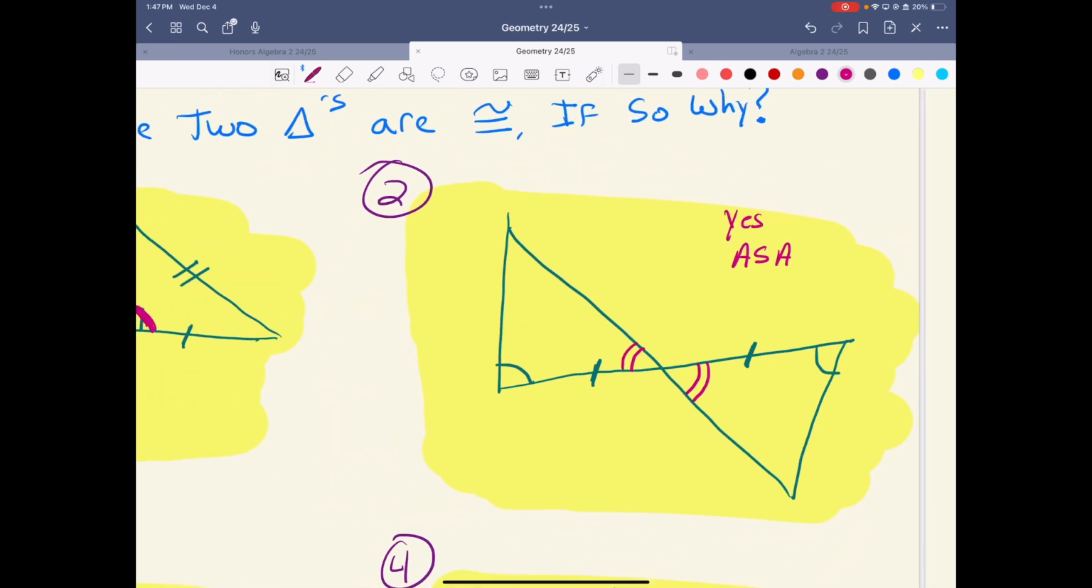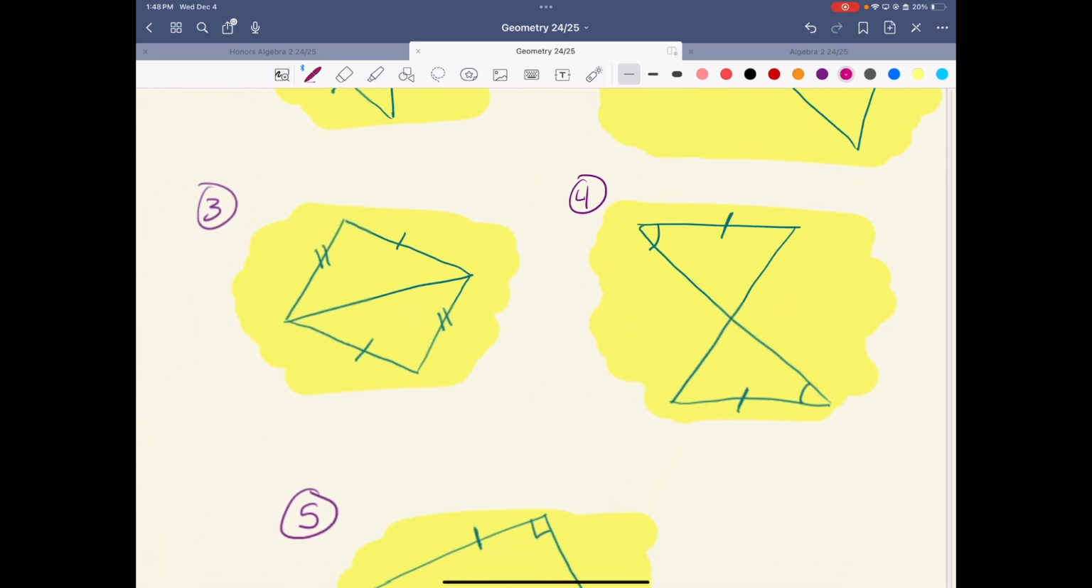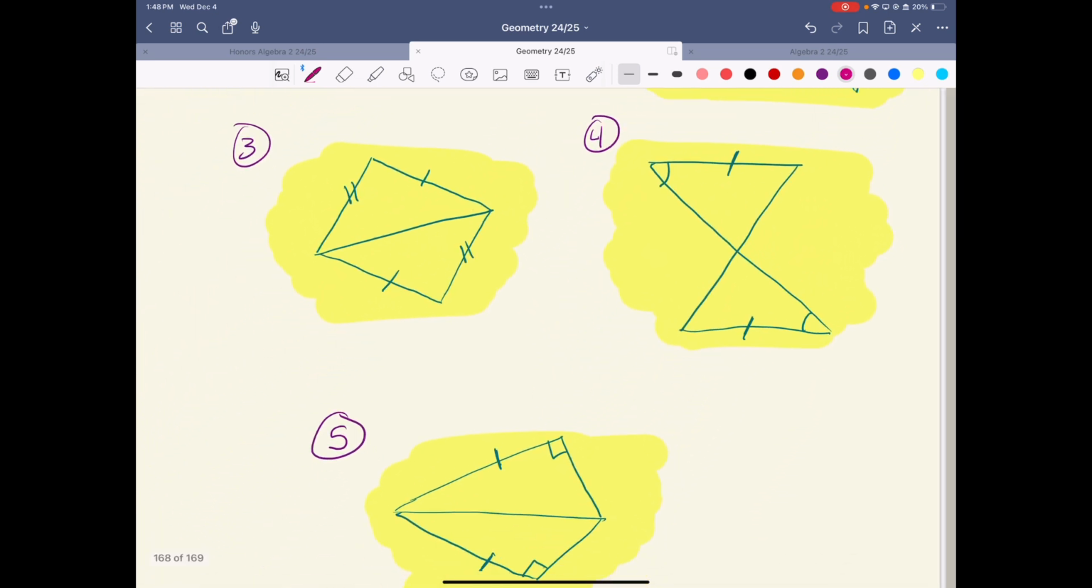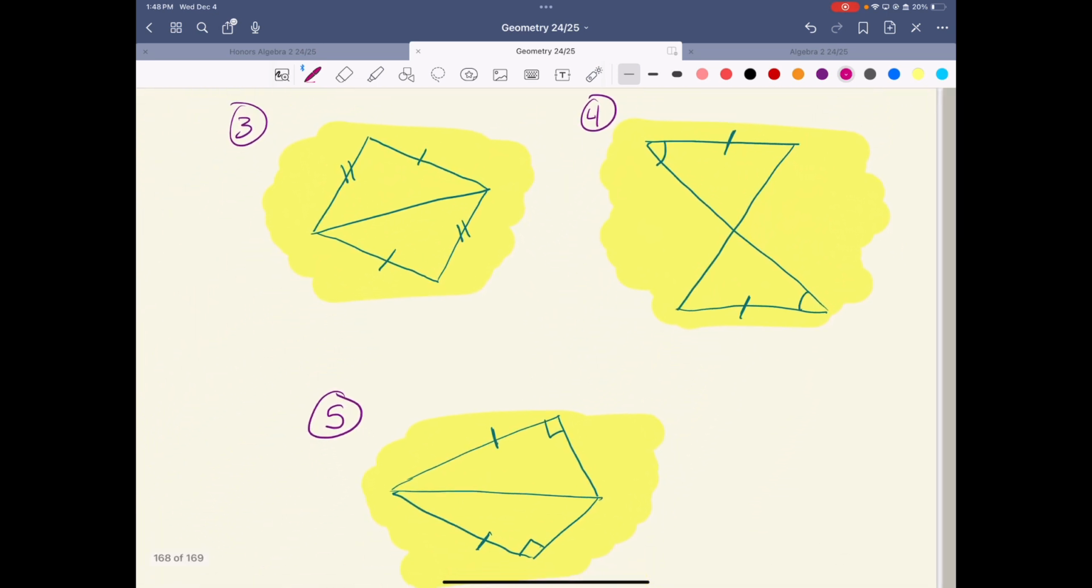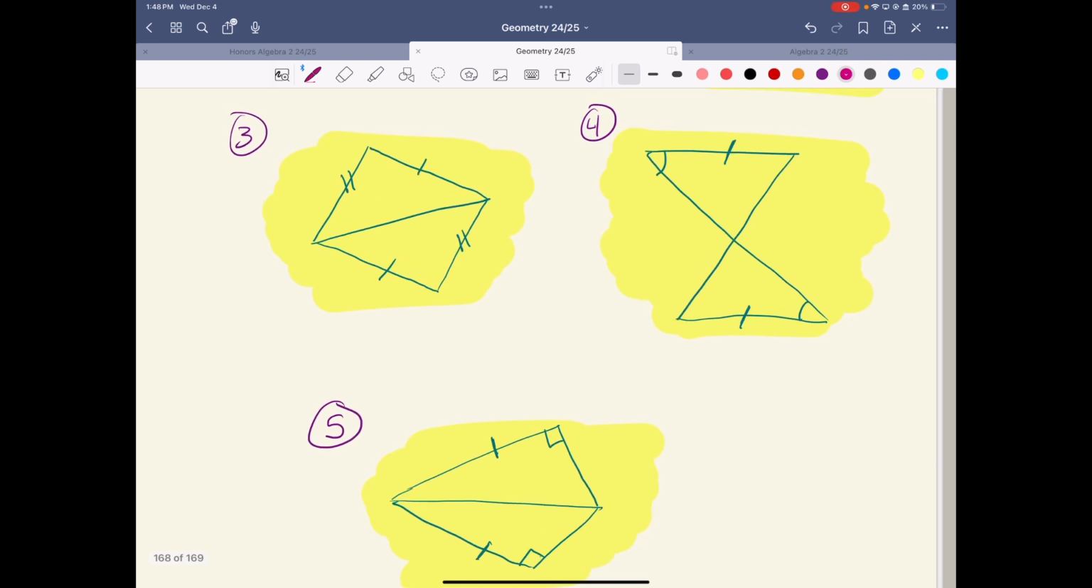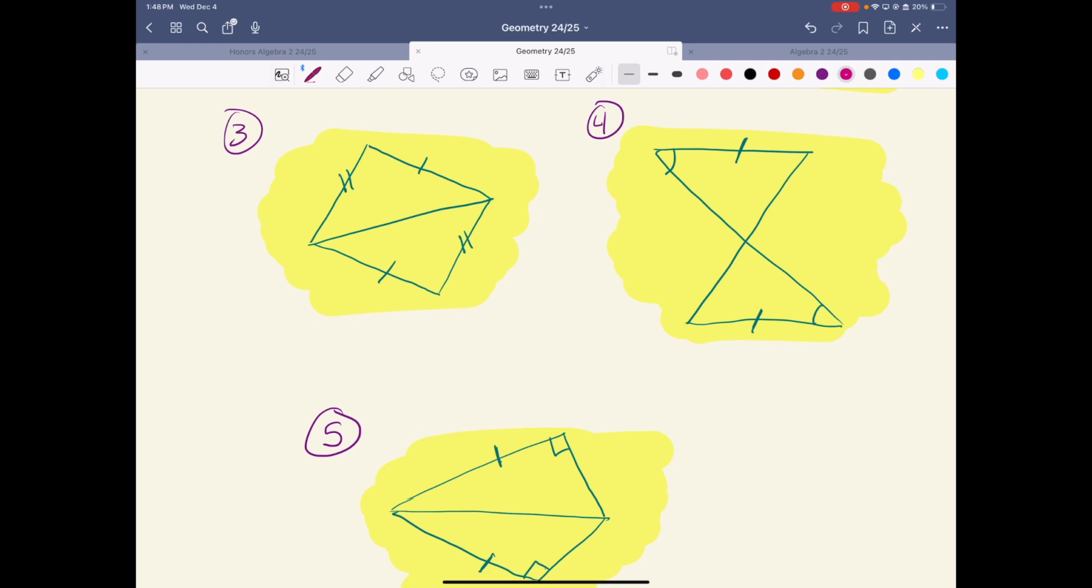I'm going to give you 3 of them that I just want you to do by yourselves. Just write them down or get them in your heads. I'll give you about a minute and a half to, if those are congruent, explain why.